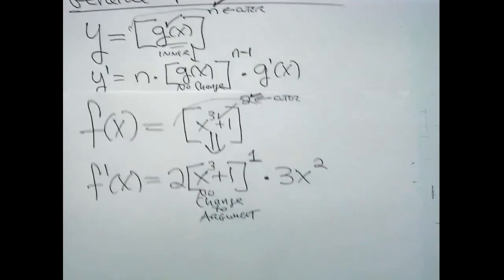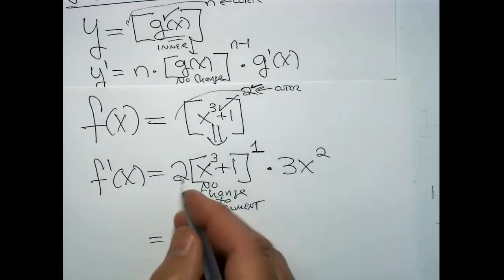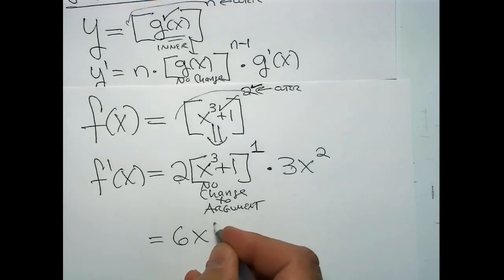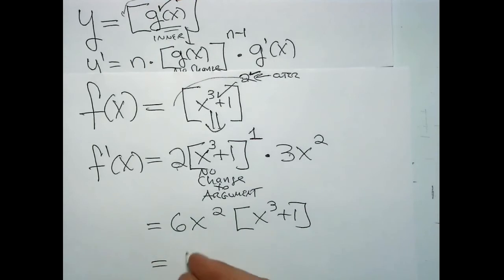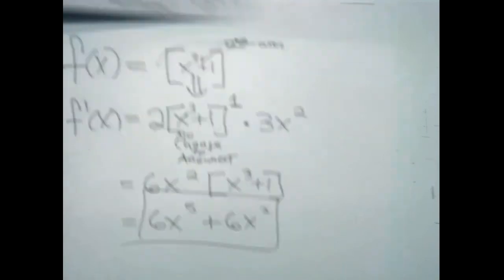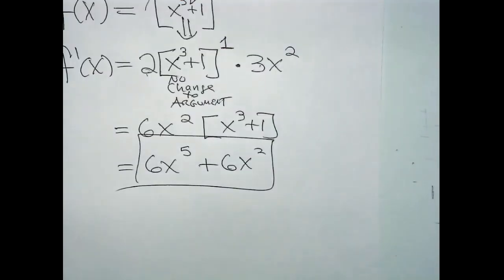So what is our derivative here? Let's piece it together to see what we have. 3 times 2 is 6x squared multiplied by x cubed plus 1 to the 1 power, distributive law. That would be 6x to the 5th power plus 6x squared. Now this happens to be an example we can actually check, and I really do want to check this.